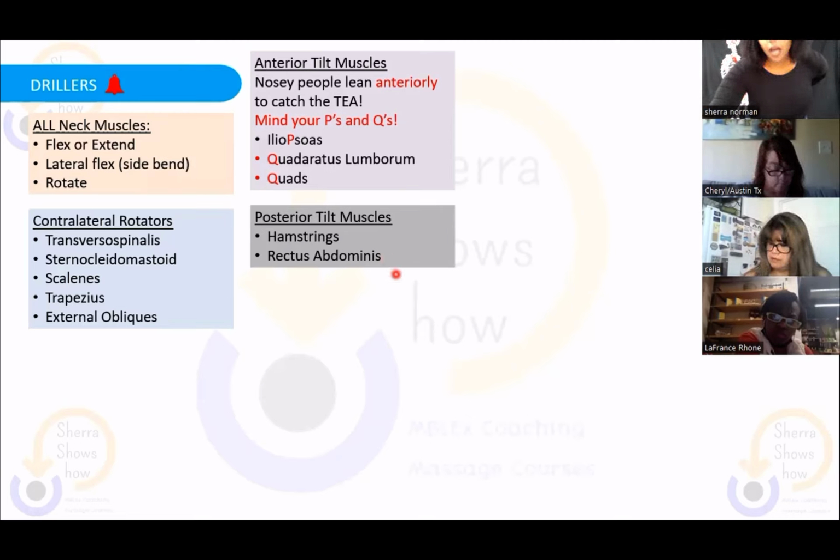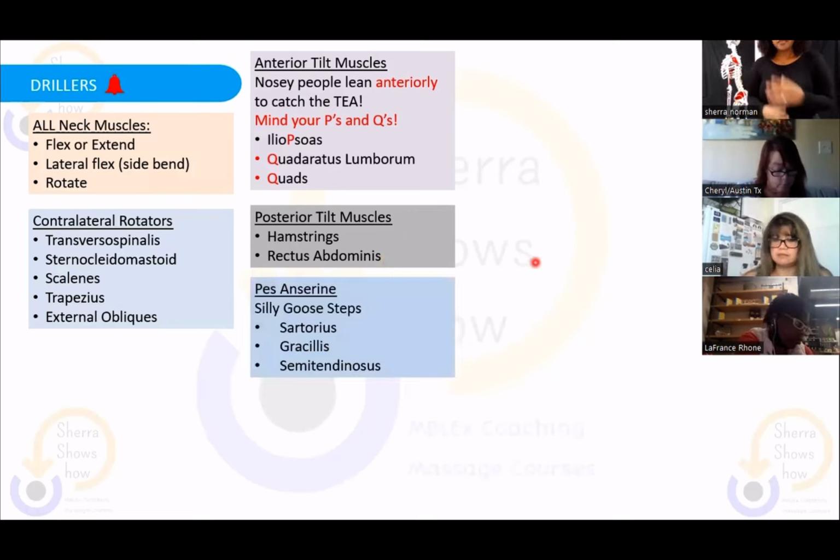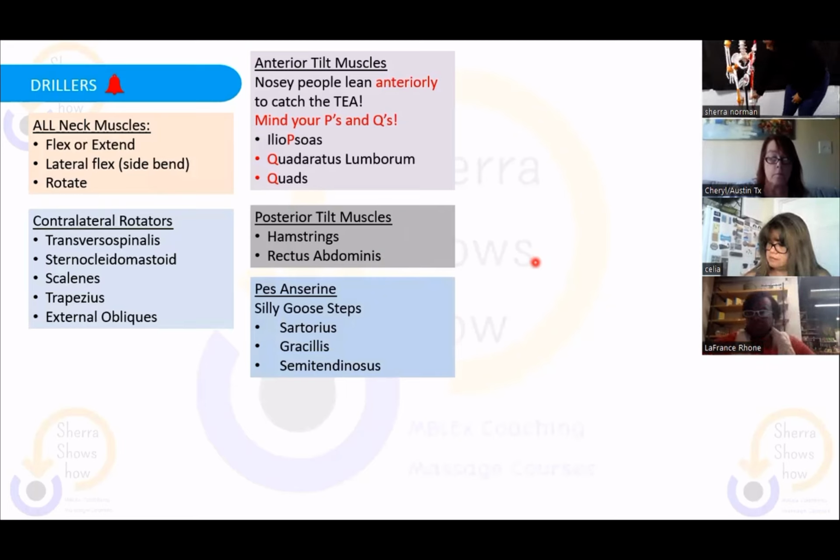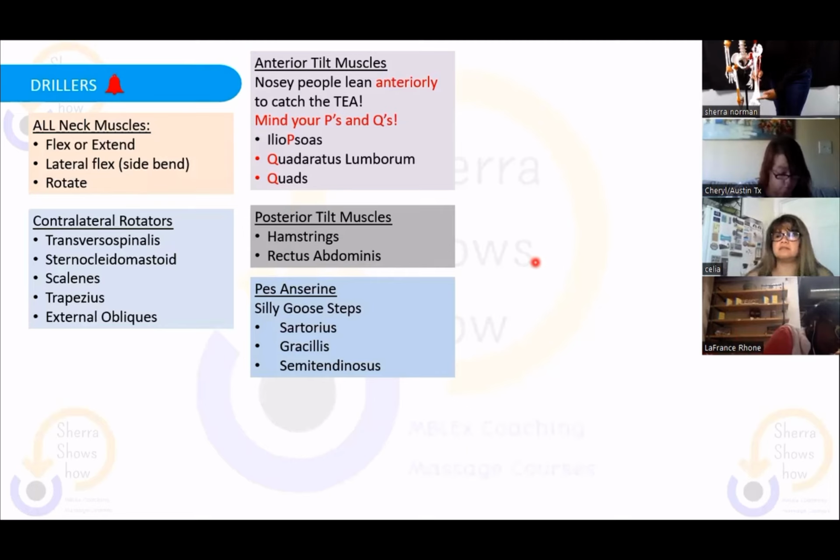All right. So we'll talk about that when we get to those muscles as well. Another drill, the pes anserine. All the muscles that attach to the pes anserine are silly goose steps, okay? So let's scoot down here. The pes anserine is on the medial proximal tibia. Remember, proximal means closer to the body, distal means further away. Medial is more towards the midline. So the proximal medial tibia is the pes anserine. And there you see it right there in blue. I don't know if you can see that or not, but in blue right there.